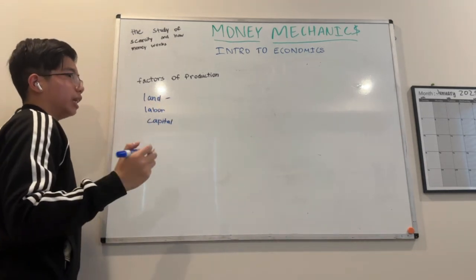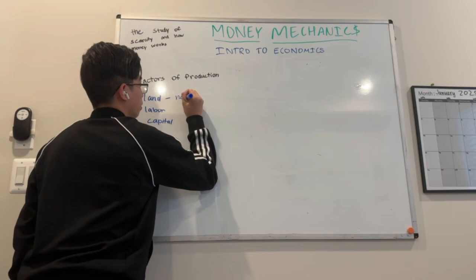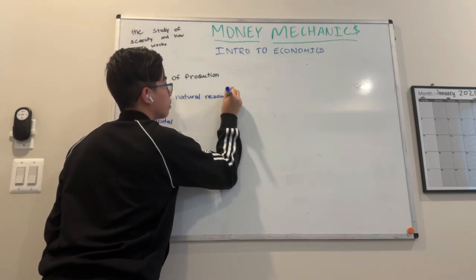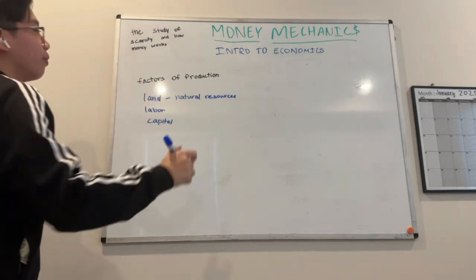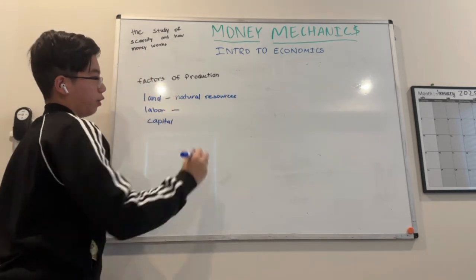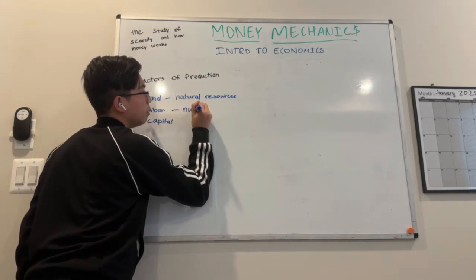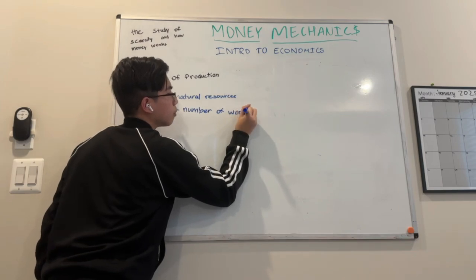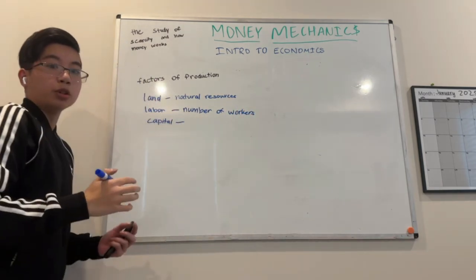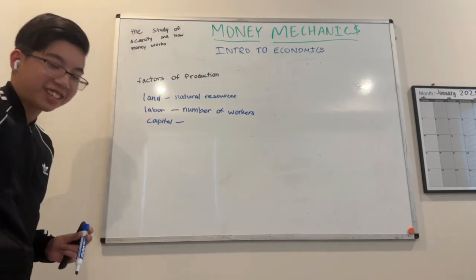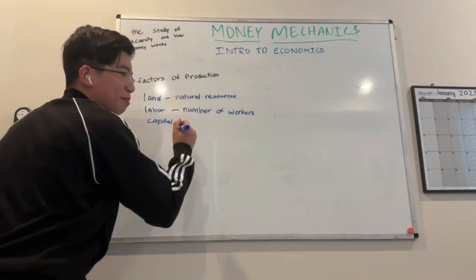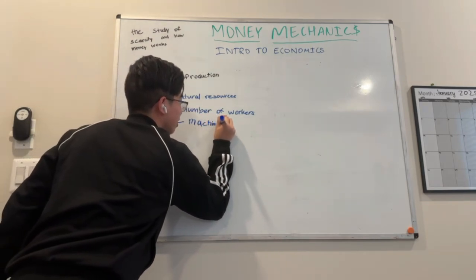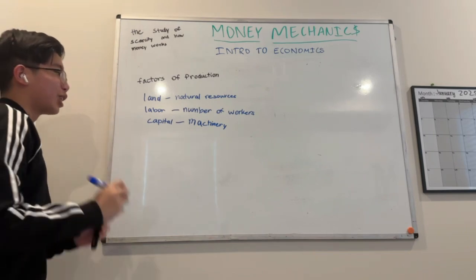Land is the actual land and natural resources. Labor is the number of workers and the productivity of your workers. And capital. Capital is not money. This is not capital. Capital is the machinery used to acquire goods and services.